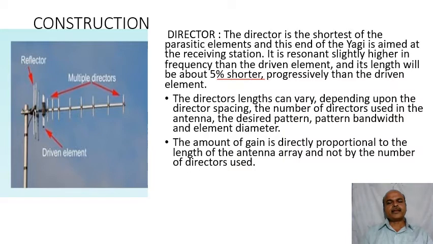The director's length can vary depending upon the director's spacing, the number of directors used in the antenna, the desired pattern bandwidth, and element diameter. The amount of gain is directly proportional to the length of the antenna array and not to the number of directors used. So these are the multiple directors. These are the main points you have to consider and mention in the exam also.